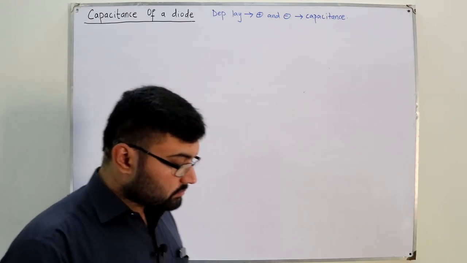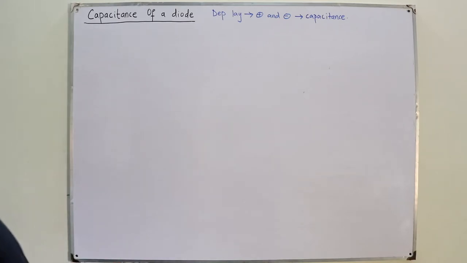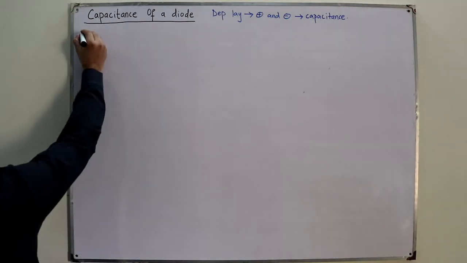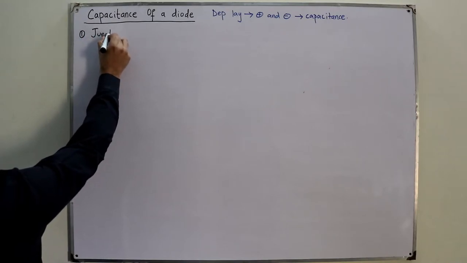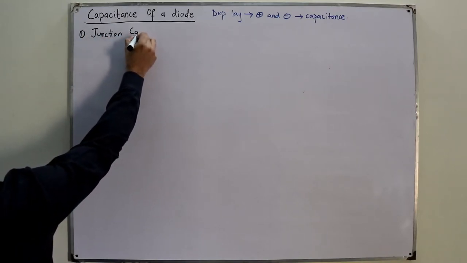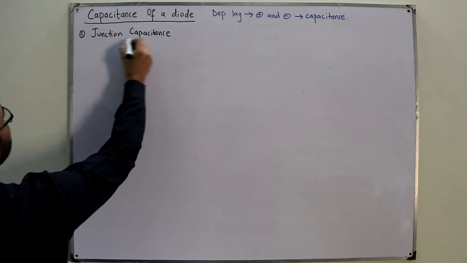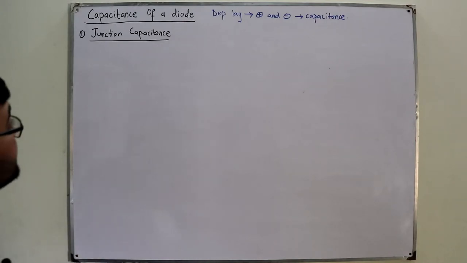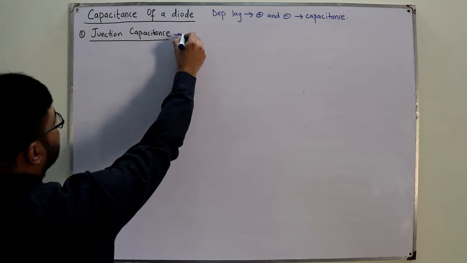So the first that we see is the junction capacitance. Let me give it the name over here, junction capacitance. Now when do we have this capacitance? It is when the diode is reverse biased.